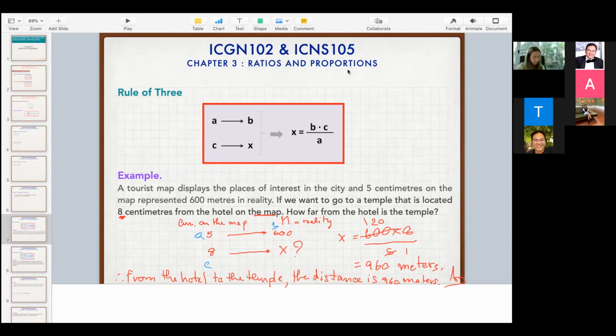So this is how we use the rule of three: when we have A, B, and C already, you can find X, you can find the other one. This is the rule of three. Okay. Any questions about this example, anyone?